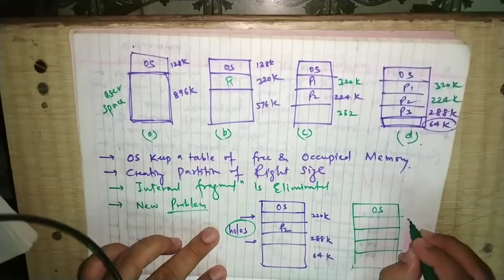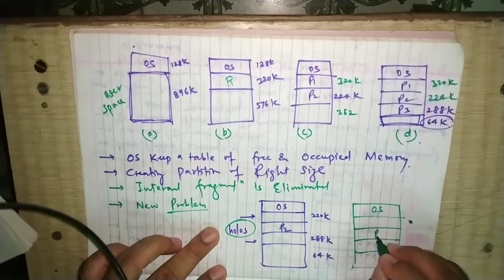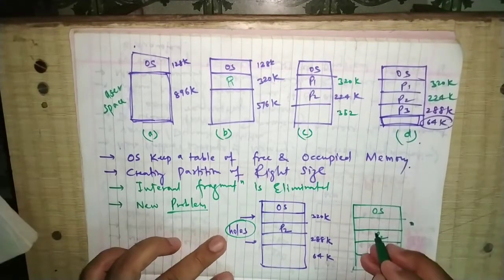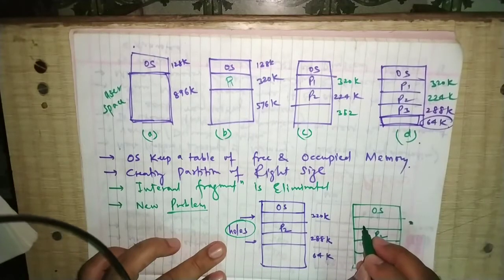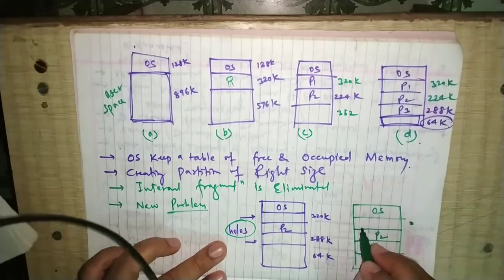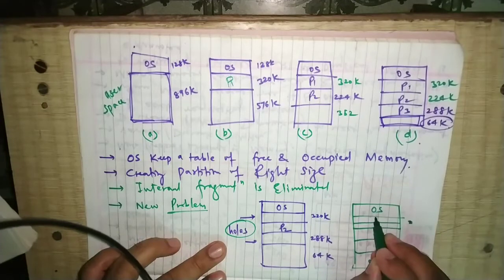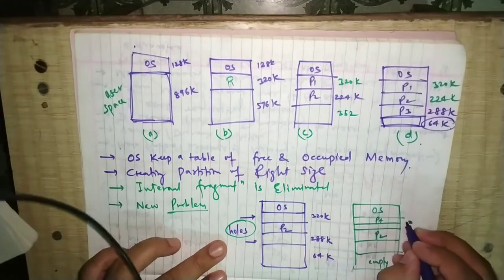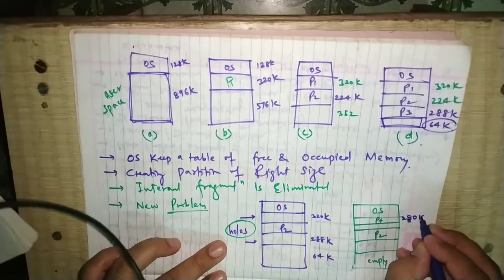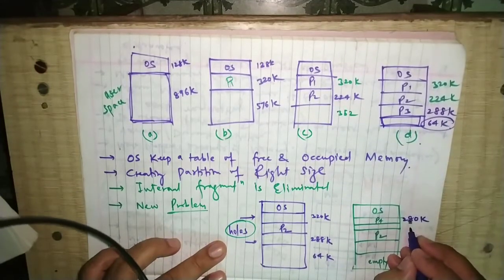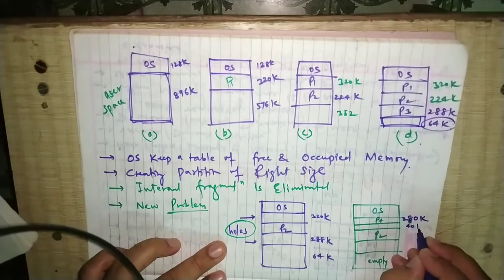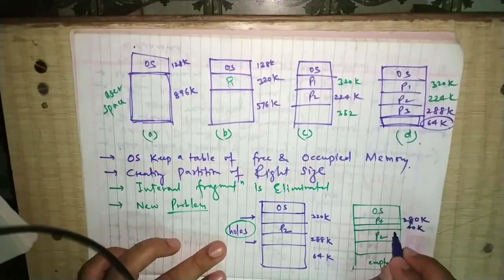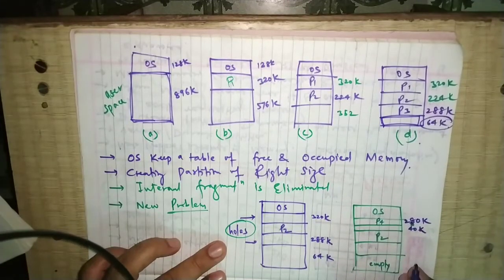So this is the 320k block, we'll leave it. This is P2, and this is empty. P4 has arrived, and P4 has a requirement of 280k only. So P4 is using only 280k. If it is using 280k, then 40k is remaining over here, and this 40k remains as it is.